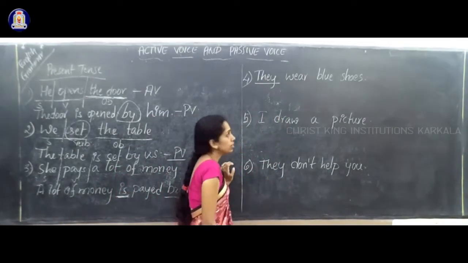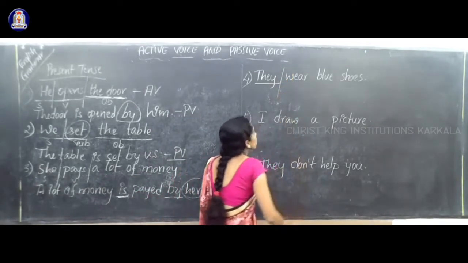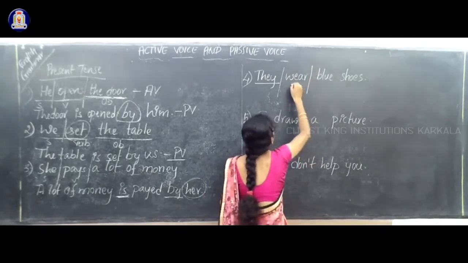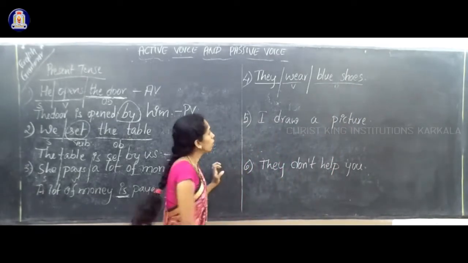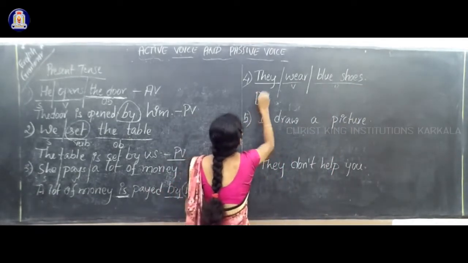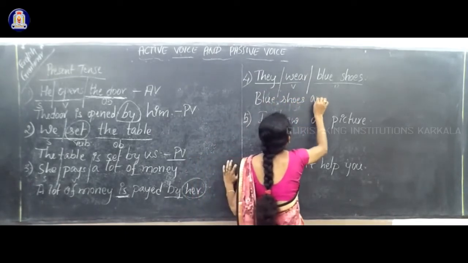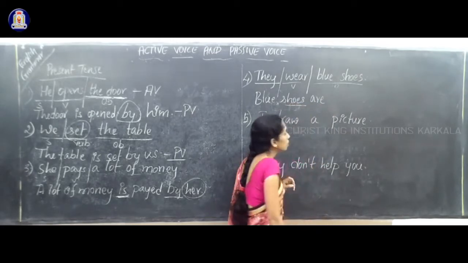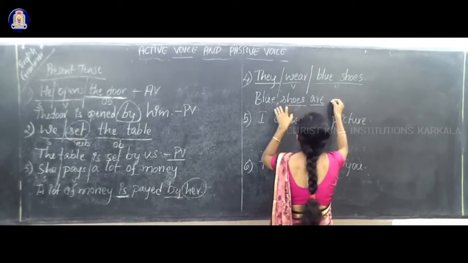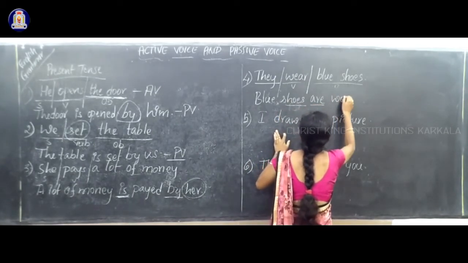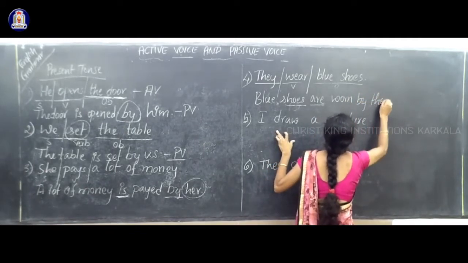Look at the next sentence. They wear blue shoes. They, subject; wear, verb; blue shoes, object. Okay. Now how to write? Blue shoes are. Why? Because here it is plural. That's why we are using are. Blue shoes are worn by them.